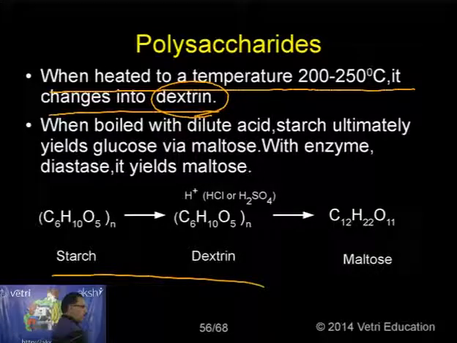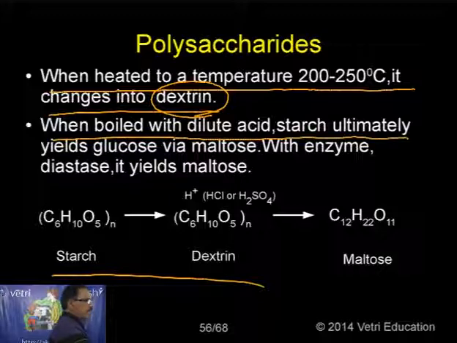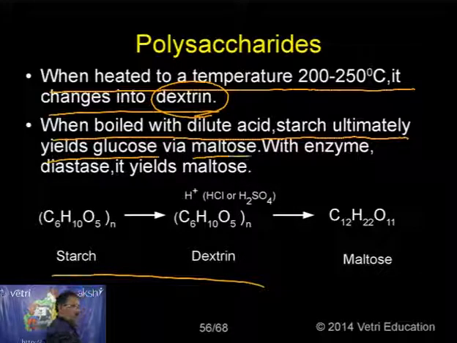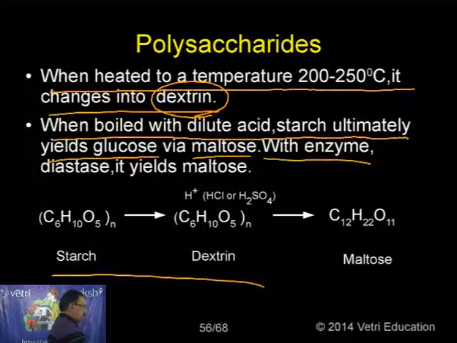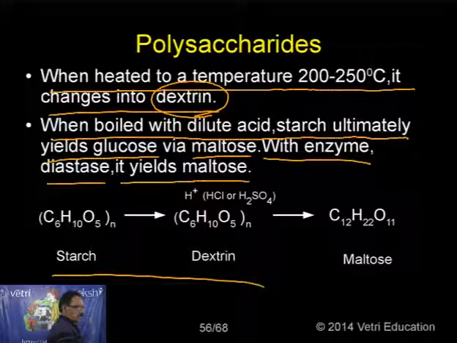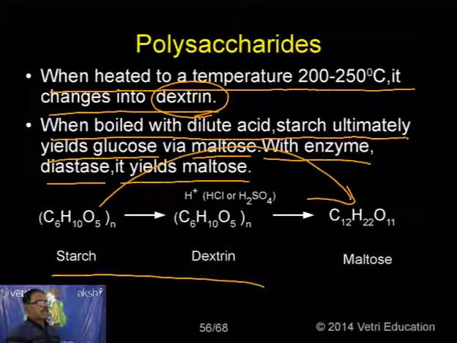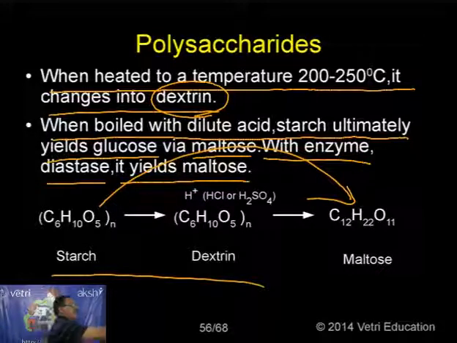Now, when boiled with dilute acid, starch ultimately yields glucose via maltose. With the enzyme diastase, it yields maltose. That means starch gives maltose in the presence of the enzyme diastase. This is another interesting piece of information regarding the polysaccharide.